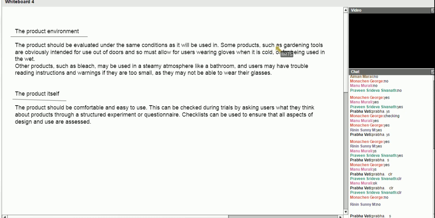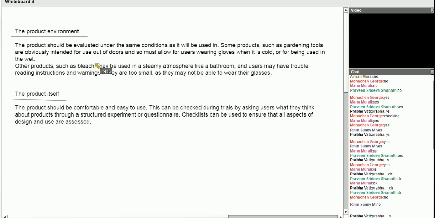Some products such as gardening tools are obviously intended for use out of doors, and so must allow for users wearing gloves when it is cold or for being used in the wet. Other products such as bleach may be used in a steamy atmosphere like a bathroom, and users may have trouble reading instructions and warnings if they are too small, as they may not be able to wear their glasses.